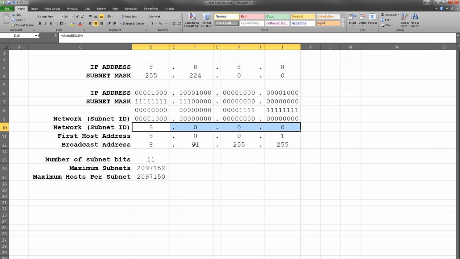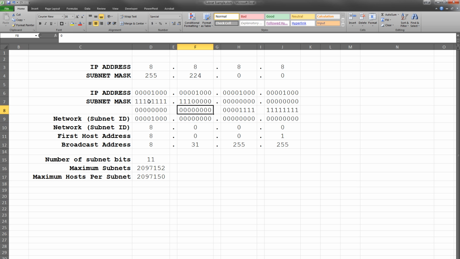In order to calculate the broadcast address, we do what I think of as the opposite of the subnet mask. So in this case, it would be 0, 0, 0, 1, 1, 1, 1, 1, and then all 1s in the remaining octets. So we add 255 to our network address in those octets, and in the second octet we add the binary value for 11111, which happens to be 31, to our network address to get our broadcast address.